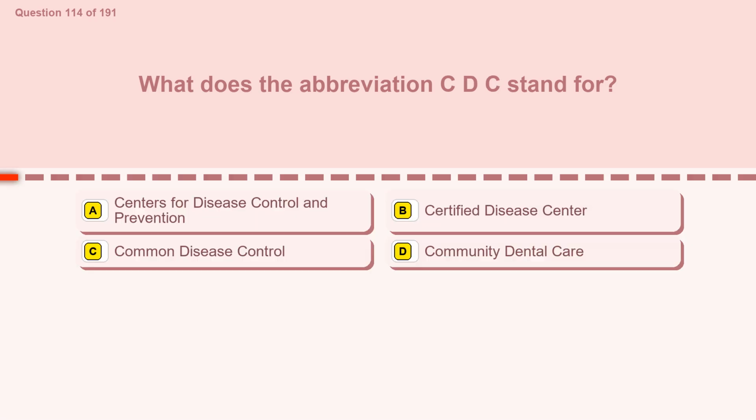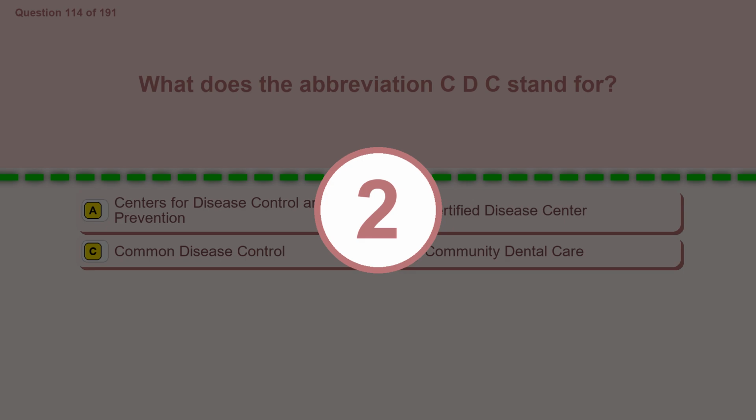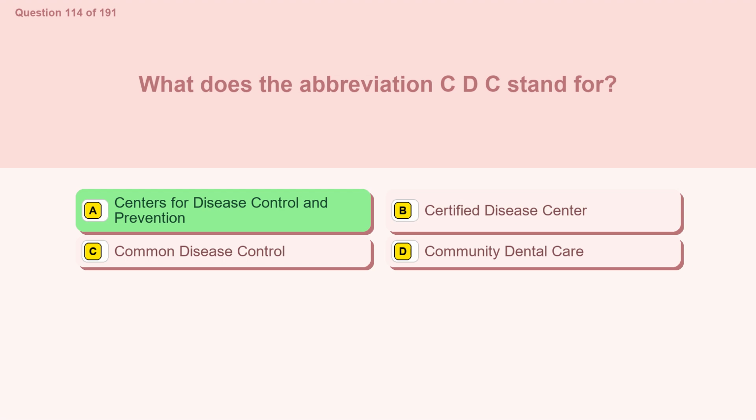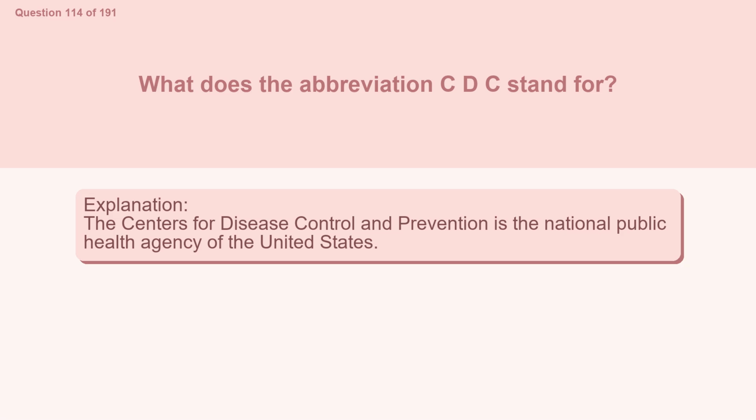Question 114. What does the abbreviation CDC stand for? Option A is Centers for Disease Control and Prevention. Option B is Certified Disease Center. Option C, Common Disease Control. Option D, a Community Dental Care. The correct answer is option A, Centers for Disease Control and Prevention. The Centers for Disease Control and Prevention is the national public health agency of the United States.